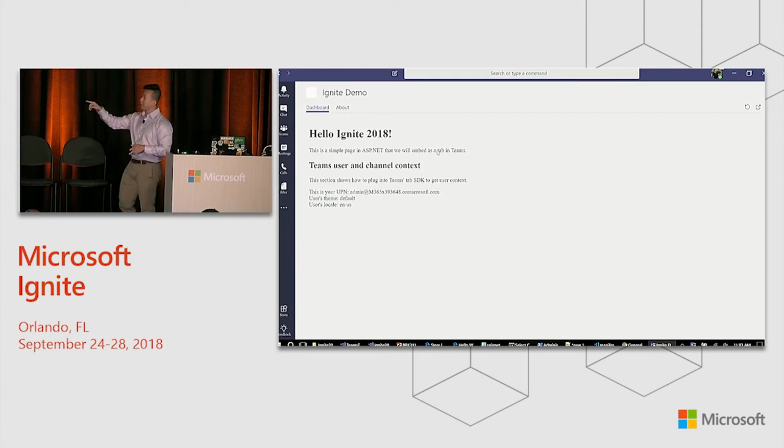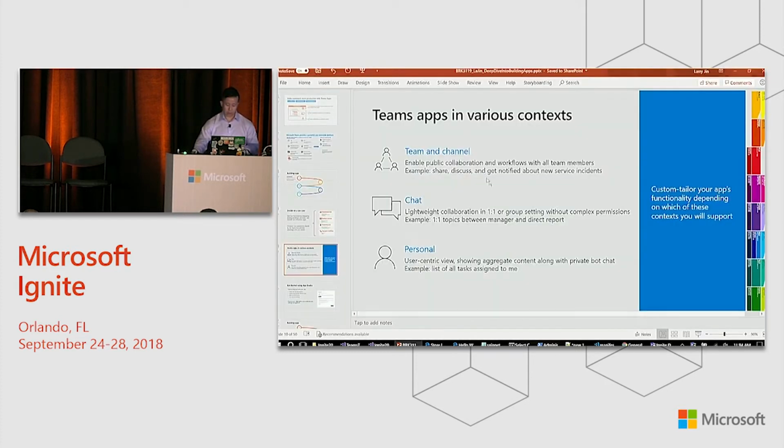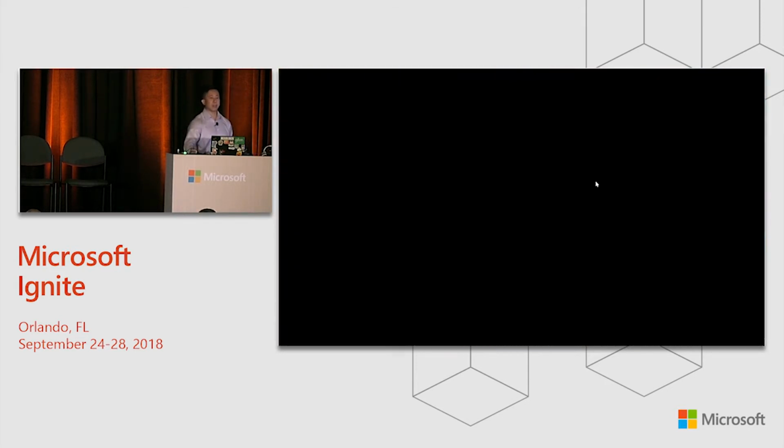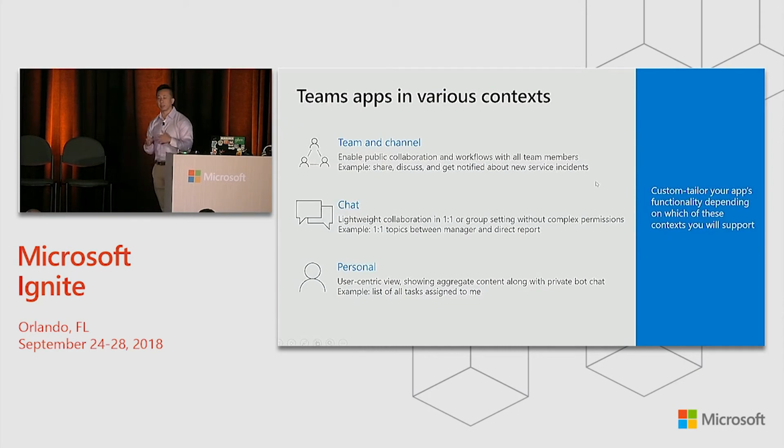And what you're seeing here is that this time, we actually have that context filled out. You can see it grabbed my UPN, which is the email address I used to log in. It's got my theme, which is the default one, and then even my locale information, which is passed through from the parent container. So again, point being that getting up and running with an existing web application experience is very simple. Doesn't require a lot of code changes.